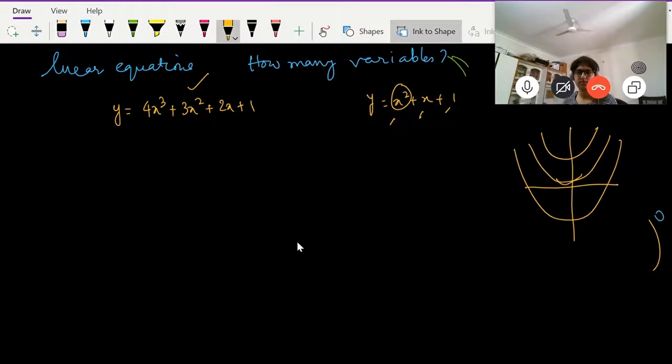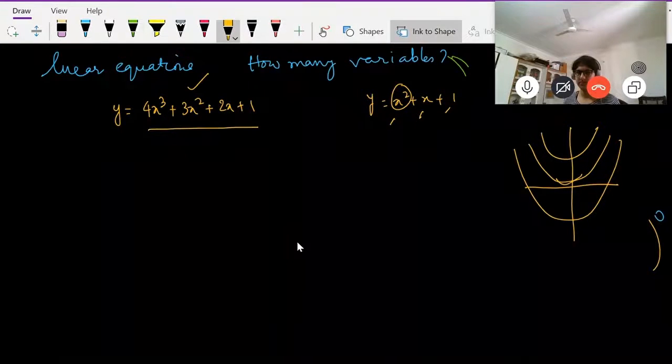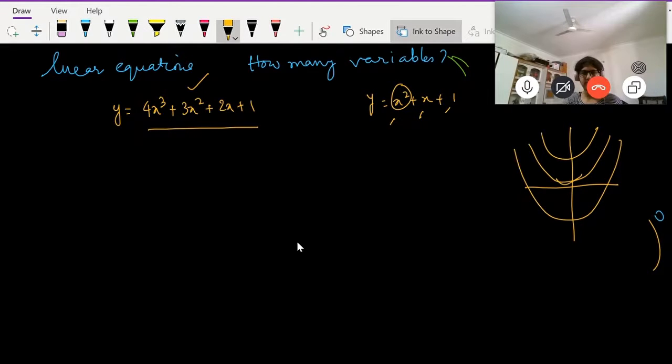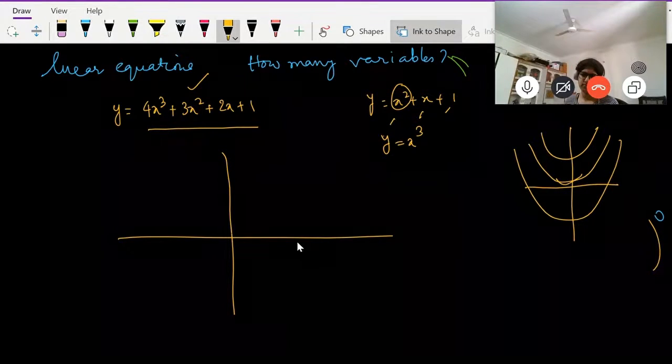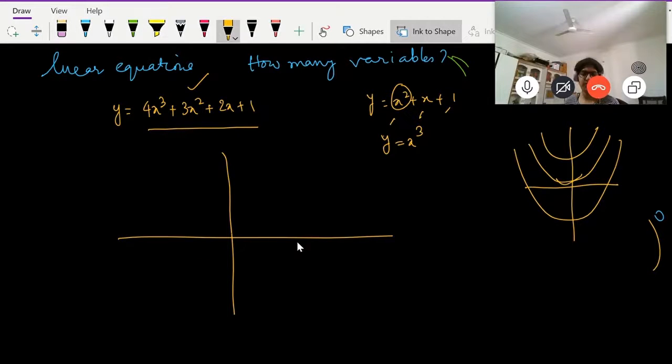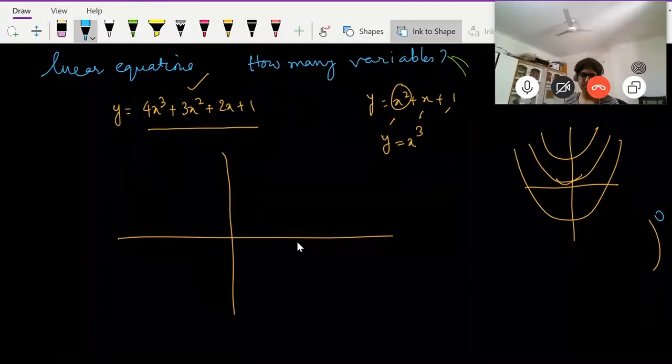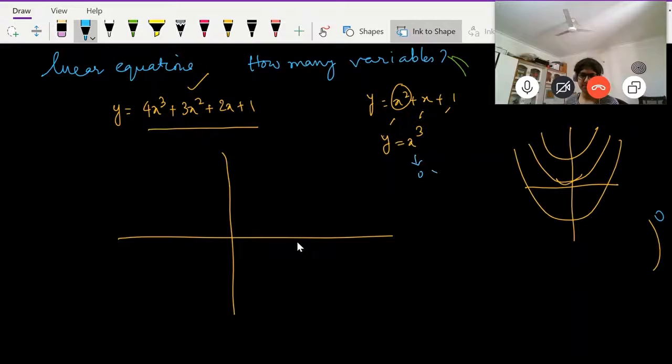Now, when we deal with this kind of equations, cube or to the power 5, what will be the form of the graph? Again, let's start with the basic one, y equal to x cube. How will this graph look like? It will be a curve on both the sides. So at x equal to 0, y is equal to 0. This is the first thing. So it will pass through this point.